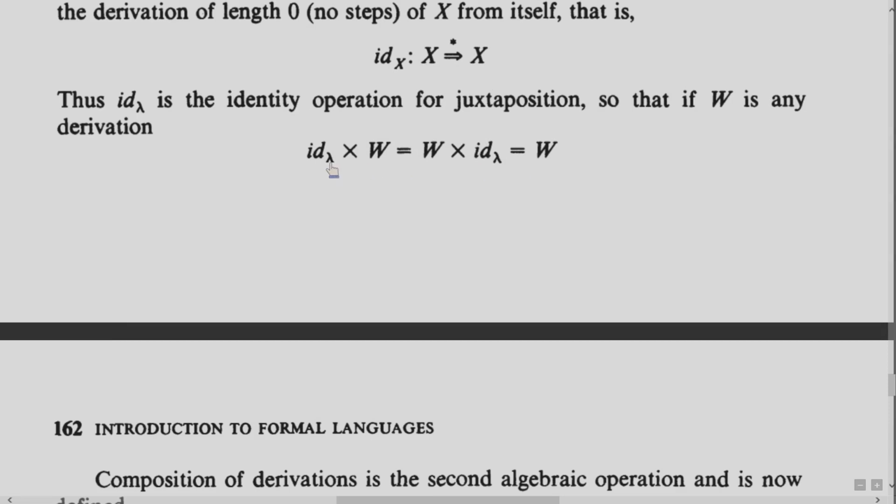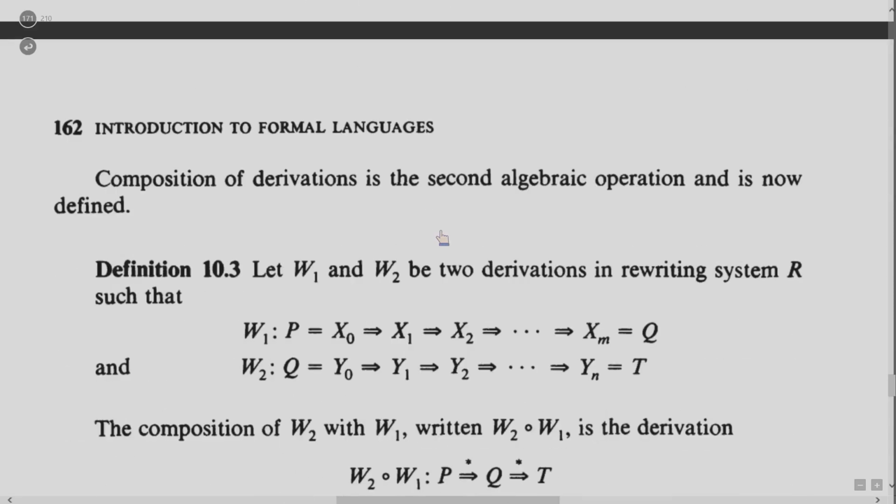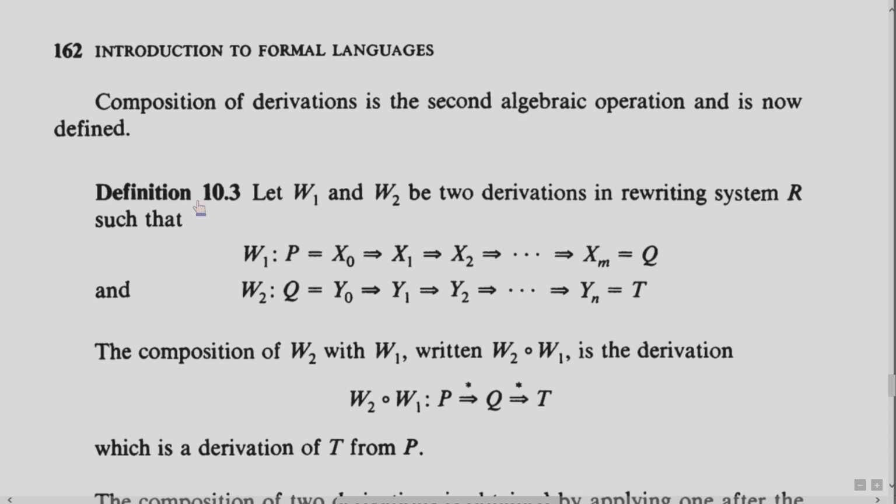Identity element can also be depicted by this juxtaposition of any string, any word with any derivation with identity element, or any word with identity element on the right hand side. This does not change it at all. Second operation on derivation is composition.